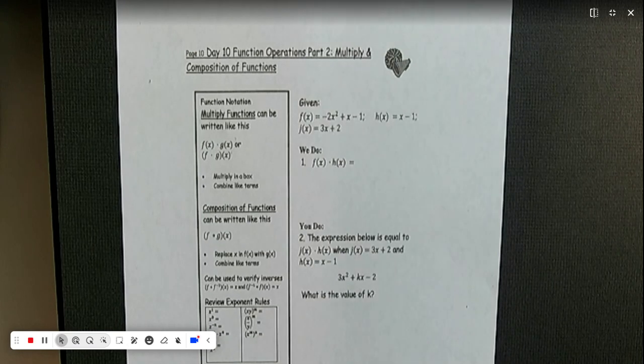Hi, Algebra 2. If you were absent today, these are the day 10 notes over function operations part 2. We're going to multiply and write composition of functions.